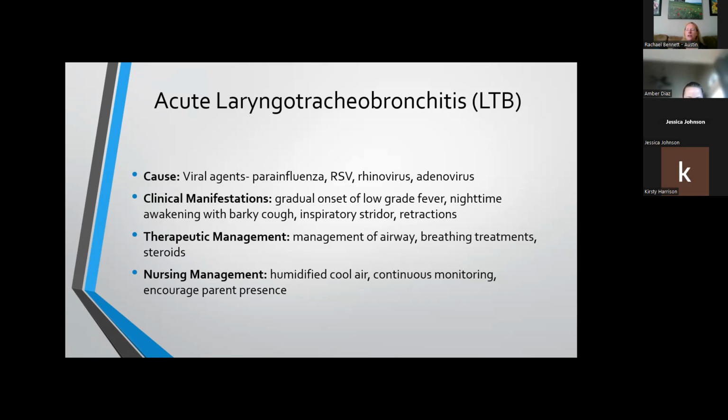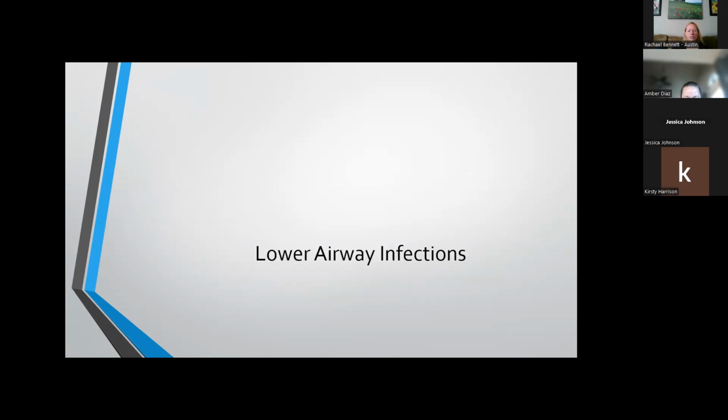Typically, we see acute LTB in children that are 6 months to 3 years. It also typically follows an upper respiratory infection. The cough that's associated here, that barking cough, is related to that tracheal obstruction, okay? Any questions as far as our croup infections?